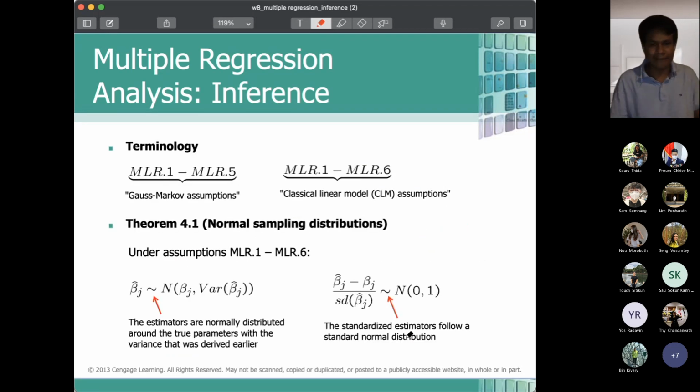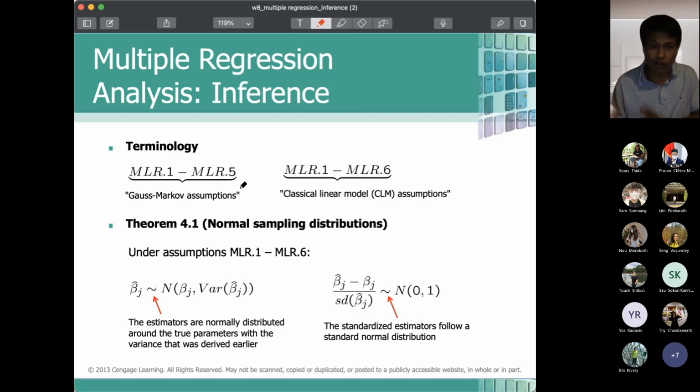Okay, next. So again, if assumptions 1 to 5 are met, what are assumptions 1 to 5? If you don't remember 1 and 2, at least you should remember 3 to 5. Assumption number 1 is that the estimators come from random variables, from random data. Assumption number 2 is linear in parameters. Assumption number 3 is no perfect collinearity. Assumption number 4 is zero conditional mean. Assumption number 5 is homoscedasticity. Take note of that.